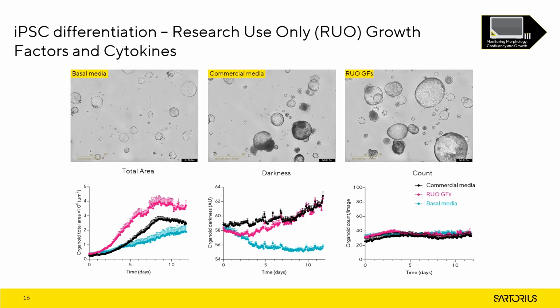Micrographs show clear differences in growth across conditions, with organoids grown in basal medium appearing smaller and less developed, while the organoids grown with supplementation of RUO growth factors and cytokines are much larger, with the appearance of mature features within their structures. Commercial medium grown organoids are larger than the basal medium grown organoids, but they are also darker than the RUO supplemented organoids, indicative of increased depth within 3D structure. The image analysis graphs below confirm these observations, providing quantification of key metrics such as the number of organoids, the organoid total area, and the organoid darkness.